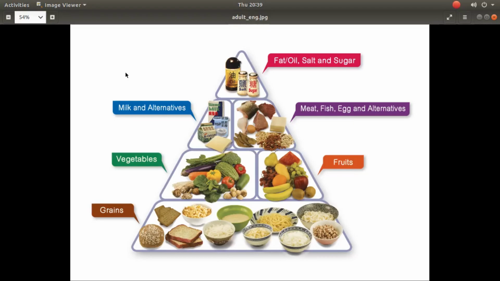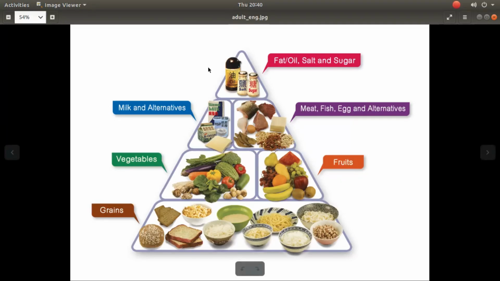In the present scenario, my dear children, we all are completely locked in our houses, and in this scenario, to keep ourselves healthy and fit, we all should take a balanced diet. Now, what is a balanced diet? It is the diet which contains the right amounts of all the nutrients like carbohydrates, proteins, fats, vitamins, and minerals. It should also contain water and fiber.